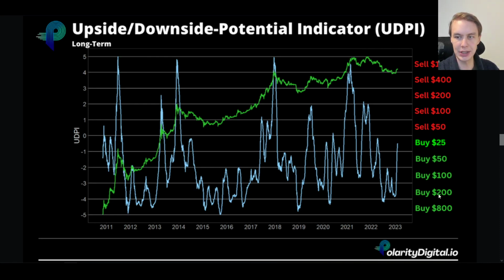So the idea of a weighted DCA strategy is you'd set up some kind of a schedule, and this is just a total example here, but it would be something like this, where you'd say, all right, if the UDPI is sitting below 0 but above -1, so between 0 and -1, I'll buy $25 worth of Bitcoin. If it's between -1 and -2, I'll buy $50, 100, etc. And I do that at some rate.